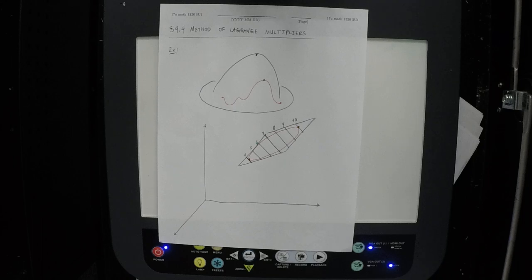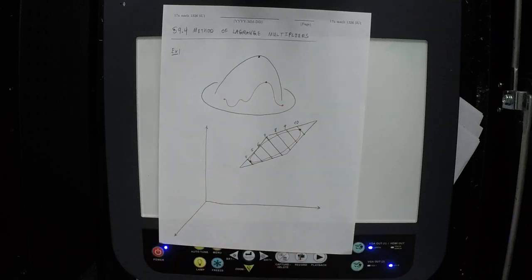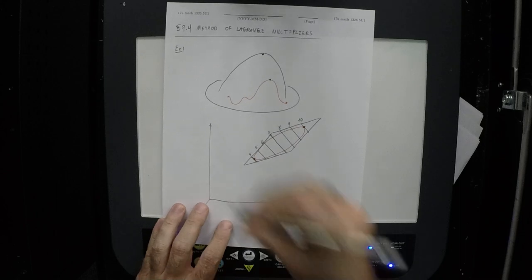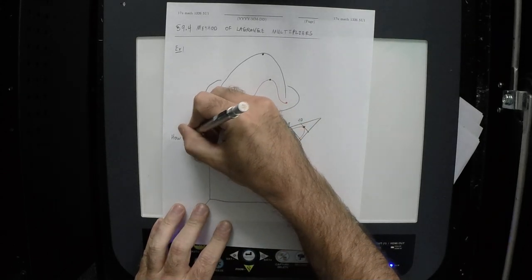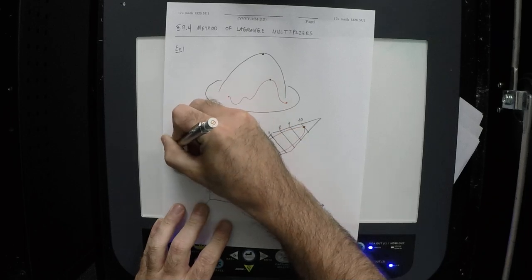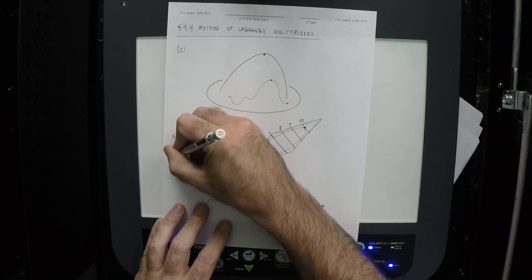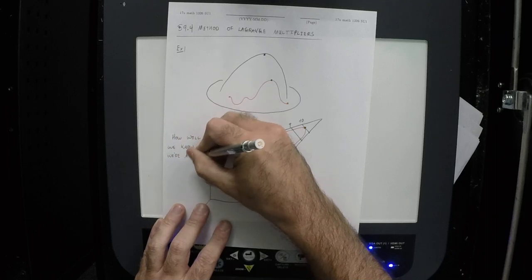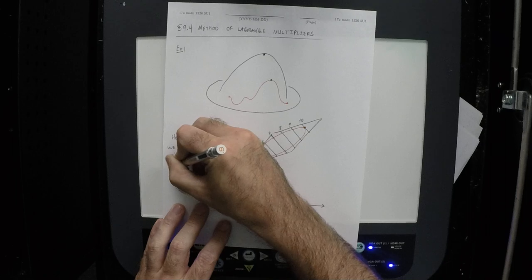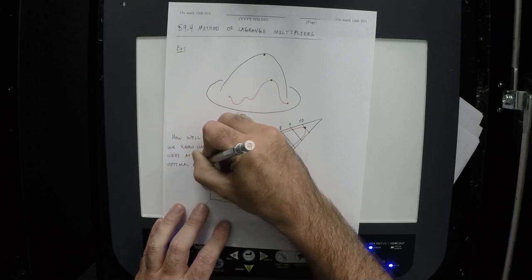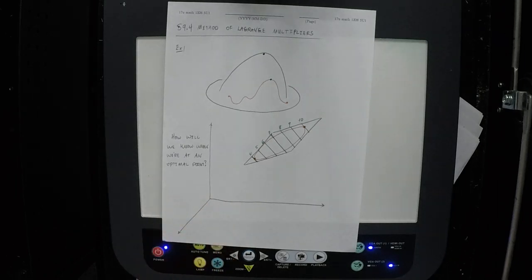It's like me saying, what's the highest mountain? And then someone says, Olympus Mons. And then I say, okay, what's the highest mountain on Earth? It's like saying you've got to be on the red. Okay, so now what we want to do is characterize this: how will we know when we're at an optimal point?